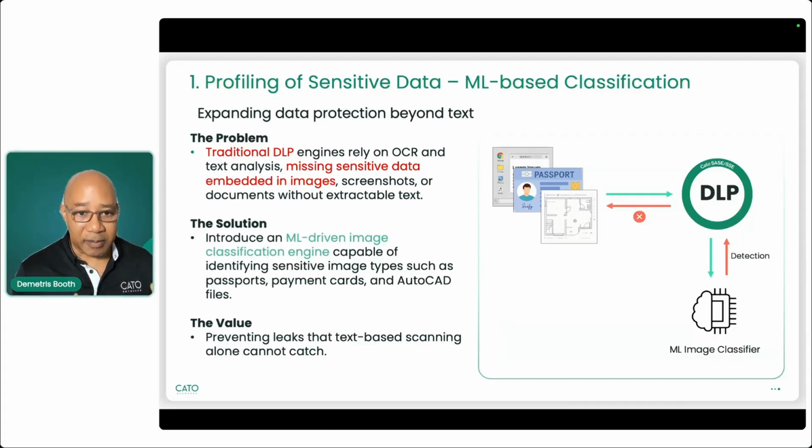So we expand this protection beyond just the text itself with machine learning based classification. We have an image classifier that understands what it's looking at, not just what it can read. The benefit here is quite straightforward. You have fewer blind spots, you have fewer "how did this data get out" moments in your environment, and it provides real protection for the stuff that typical OCR, for example, would actually miss.